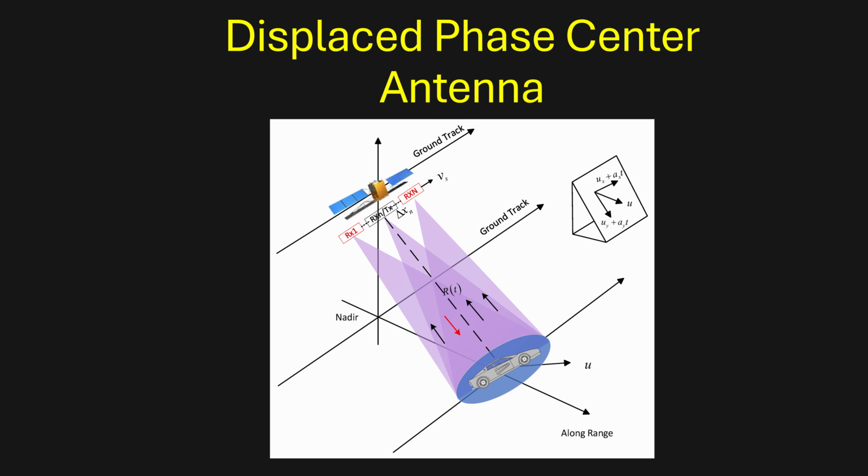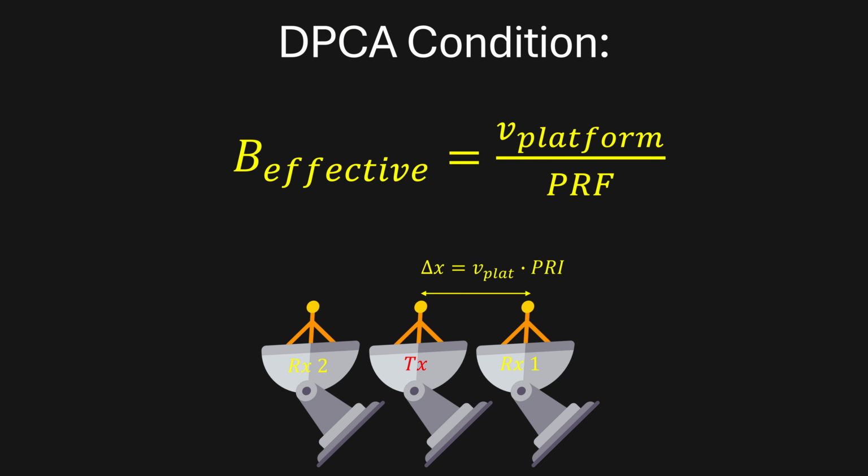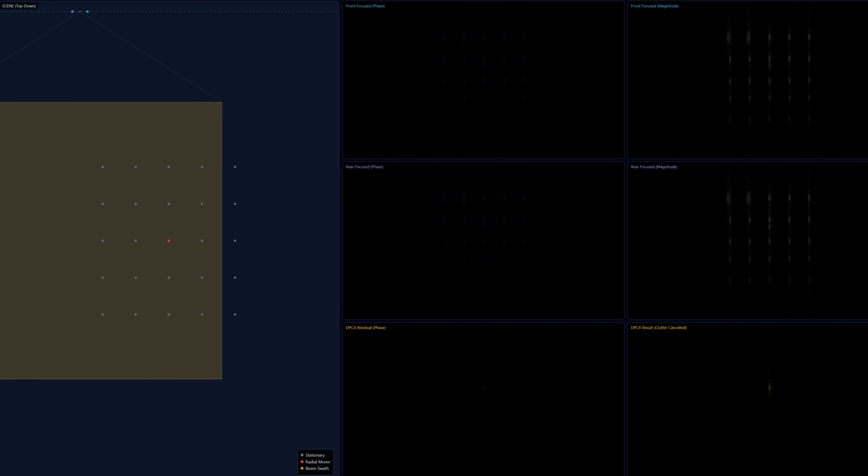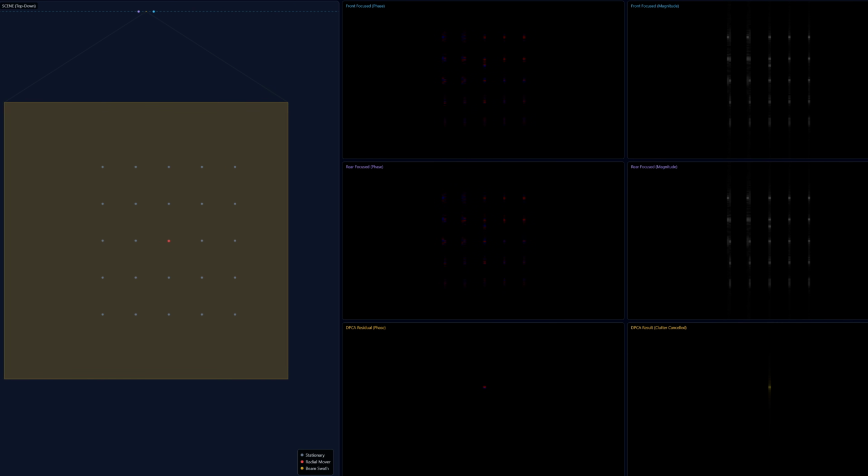Another design is displaced phase center antenna. In this setup, the effective baseline is spaced the exact distance that the platform travels in one pulse repetition interval. The second antenna will then receive the same spatial response from the ground clutter, so when the complex signals are subtracted, you are left with only the moving targets, which will have phase shifts. After the clutter is canceled out from the subtraction, you can easily detect moving targets in the scene.